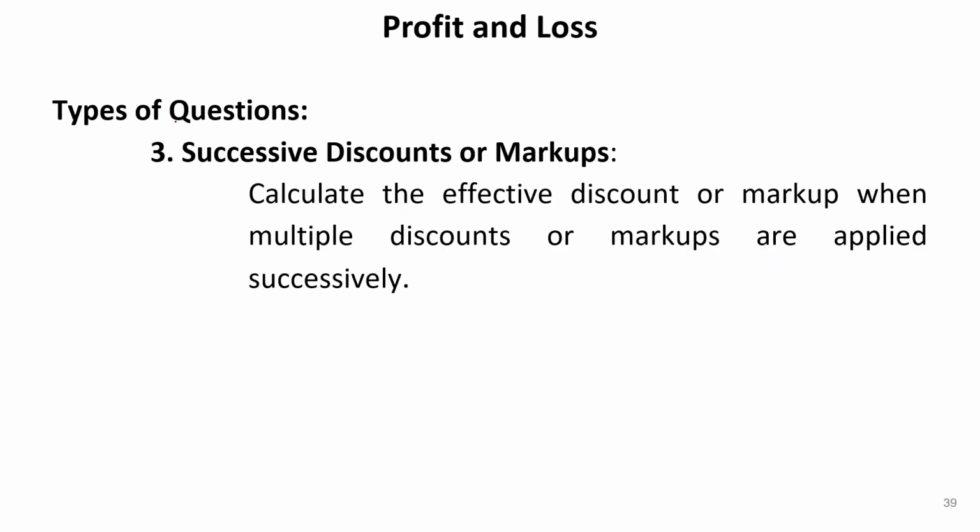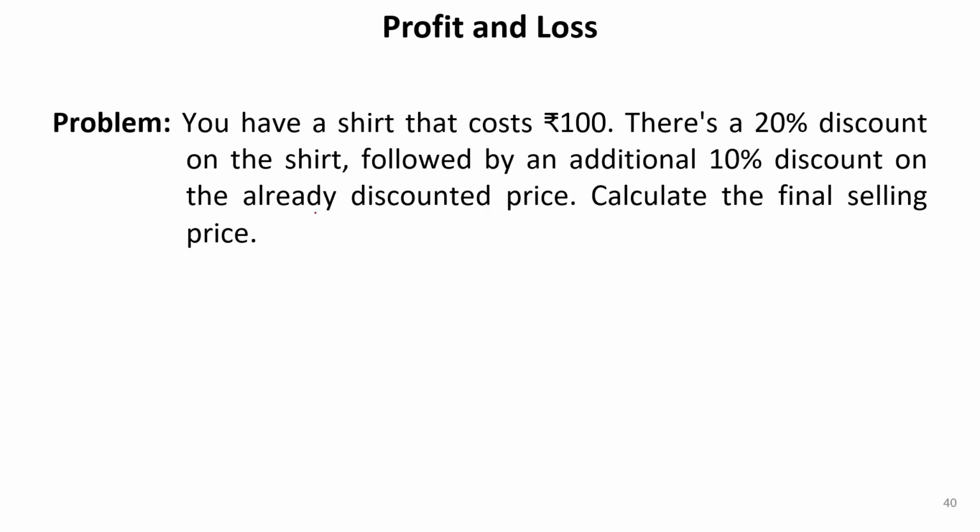Okay, so let's see the third kind of question. It is on successive discounts or markups. Okay, so calculate the effective discount or markup when multiple discounts or markups are being applied successively. So you have a shirt that costs 100 rupees, and there is a 20% discount on that shirt, followed by an additional 10% discount on the already discounted price. So calculate the final selling price.